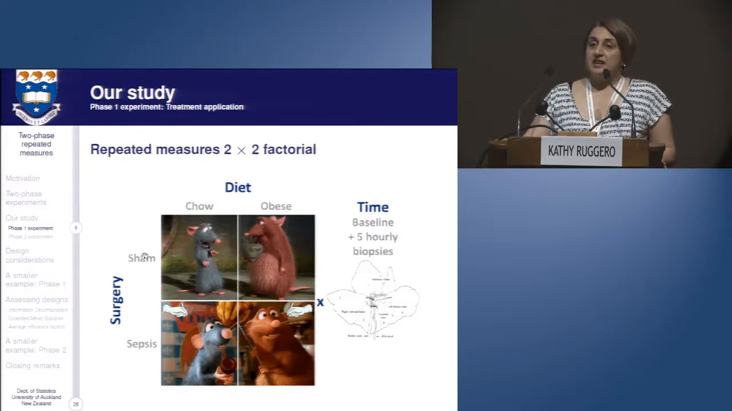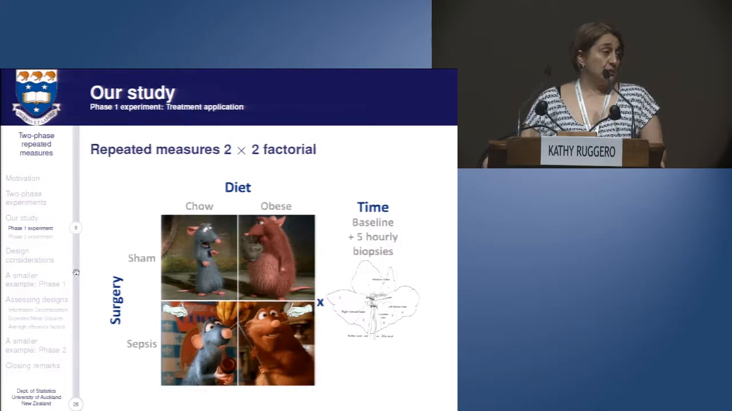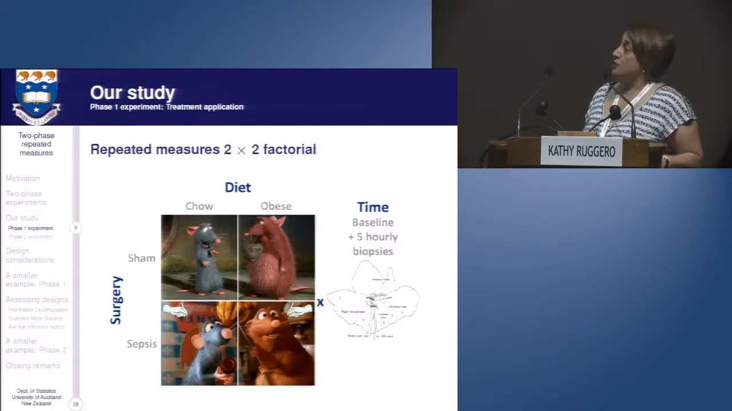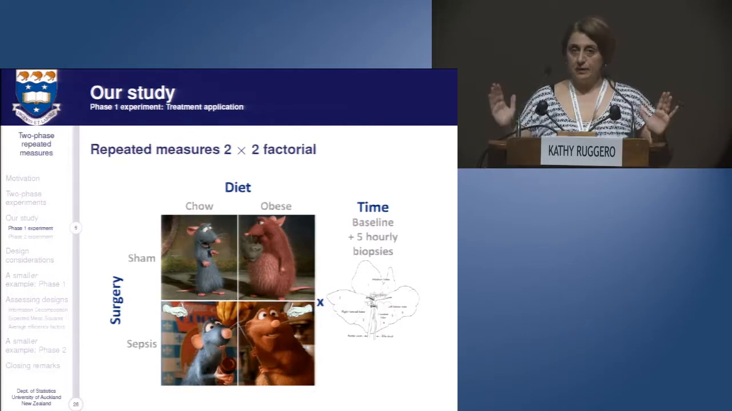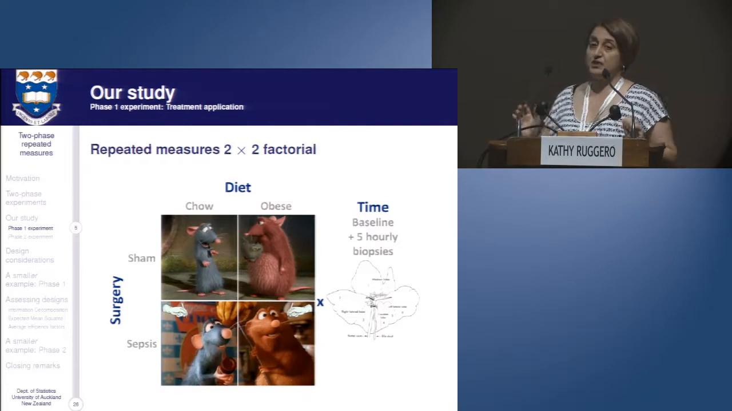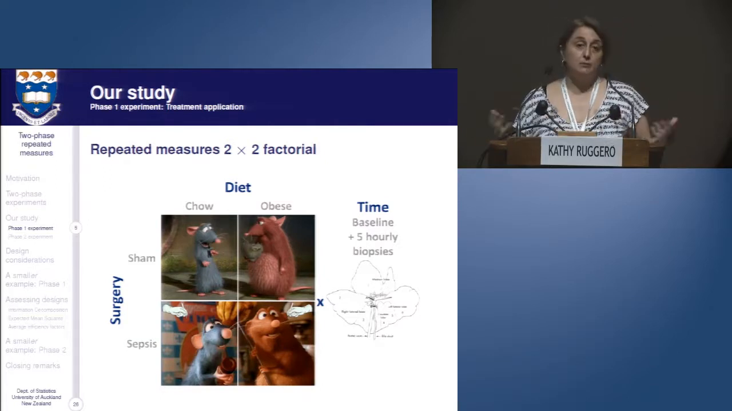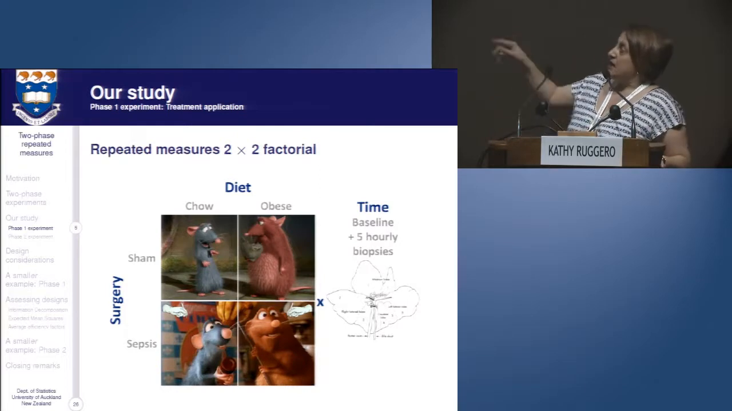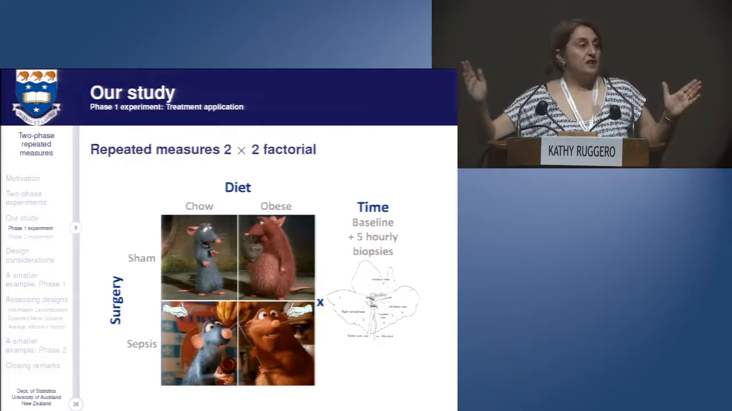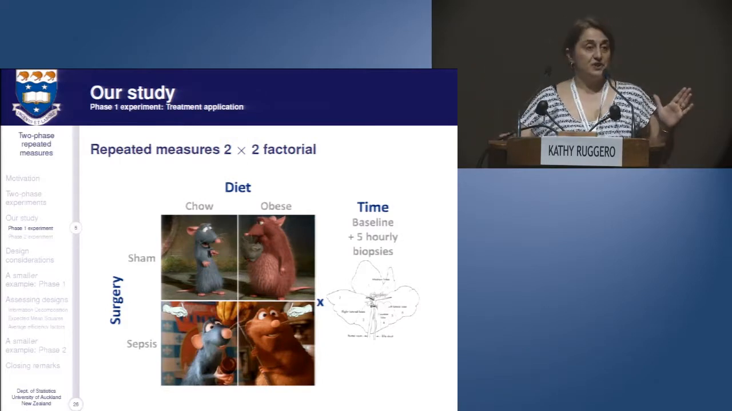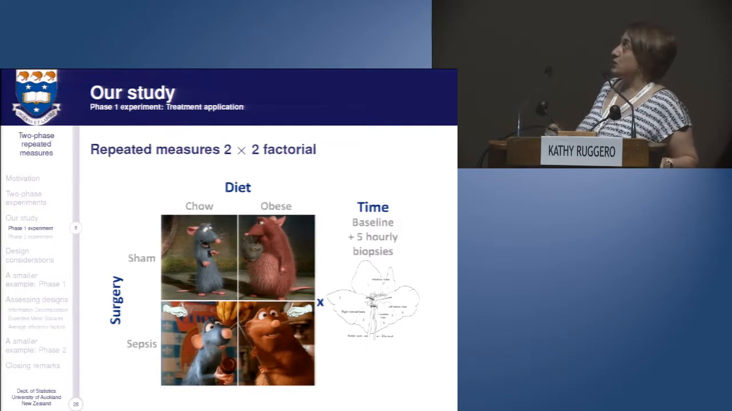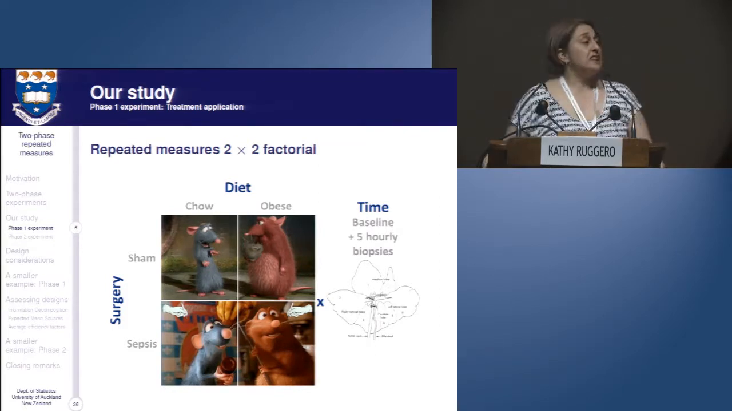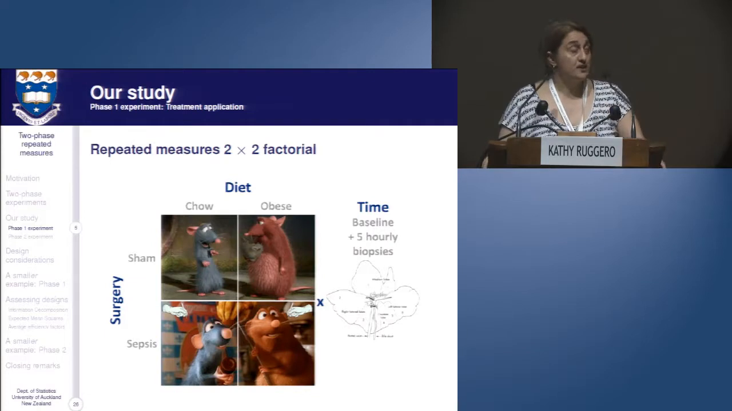So, let's consider our study. What we have is a 2x2 factorial with repeated measurements. The two factors are surgery, so a sham surgery where the animal is anaesthetised and then opened and left like that, or the sepsis surgery, where they actually perform a certain surgery to make the animal ill after the animal's been opened. Now, these animals were previously either on a chow diet, which is the usual diet, so they stay their normal size, or on a diet that causes obesity. Okay, so we have lean and obese and sham and sepsis surgeries. That's our 2x2 factorial.